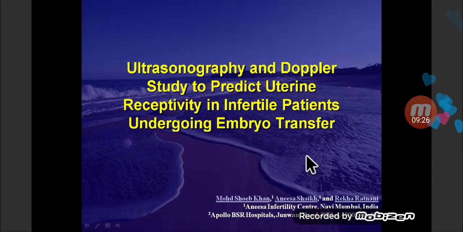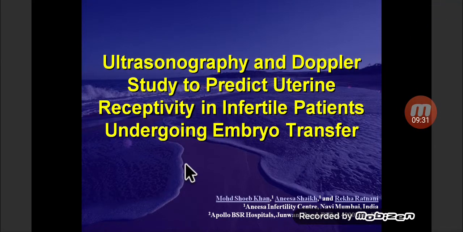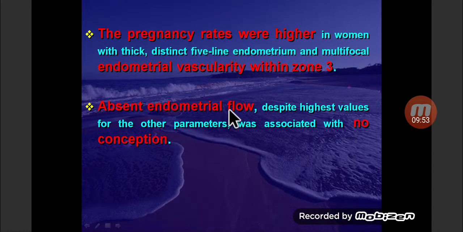You need to be careful for, should I be doing the embryo transfer? Should I administer HCG? Do not feel only in IVF patients are you going to do so much. Just takes half a minute more and you're going to get plenty of information. You can postpone the HCG by a day, and you're going to get much better results. It's higher when the endometrial vascularity is zone 3. Absent endometrial flow, no conception.